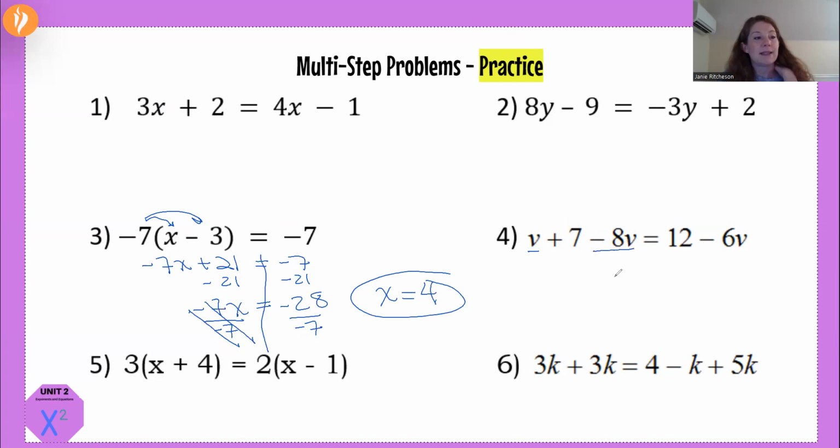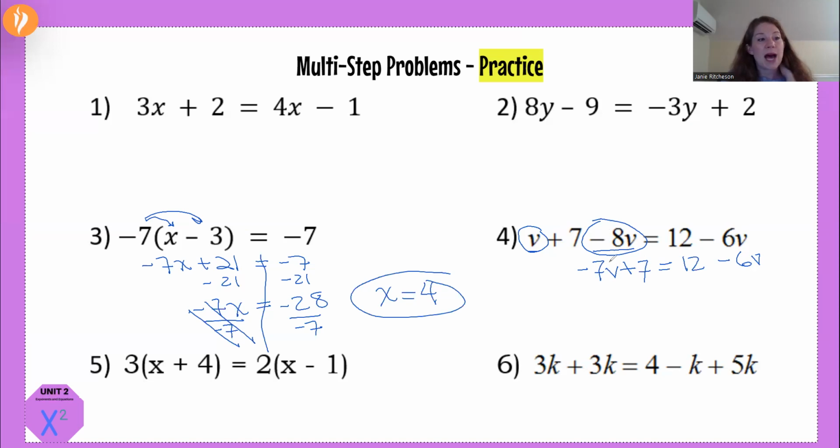and we can. 1v minus 8v, so 1 minus 8 is negative 7v. I'm going to bring down my plus 7 and everything else, 12 minus 6v. All right, I want to cancel out the smallest v. Well, the smallest v is negative 7v because negative 7 is less than negative 6.